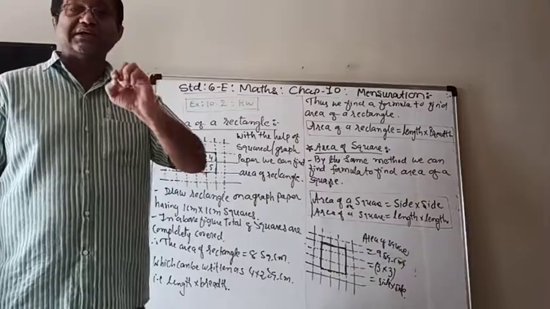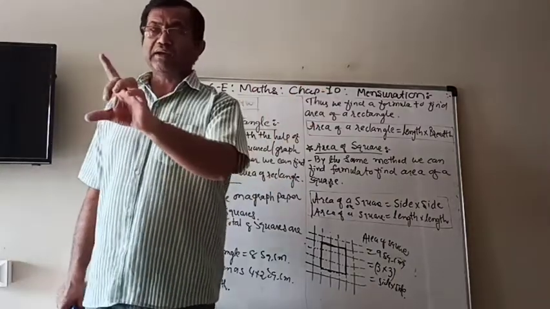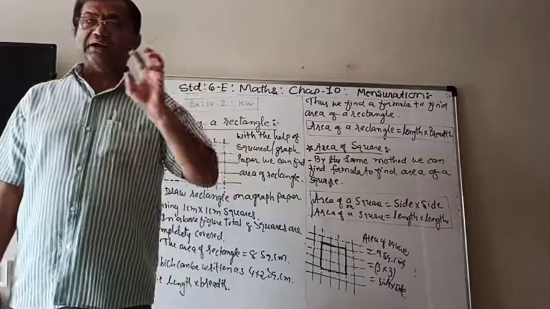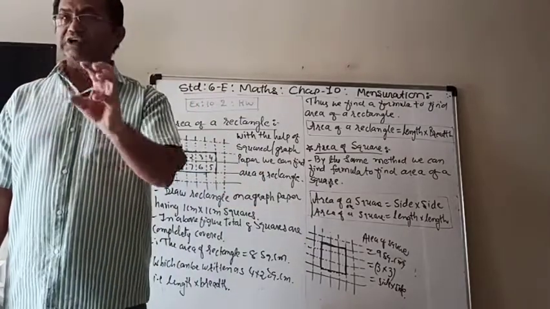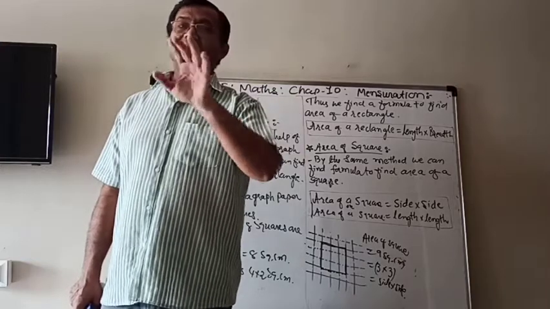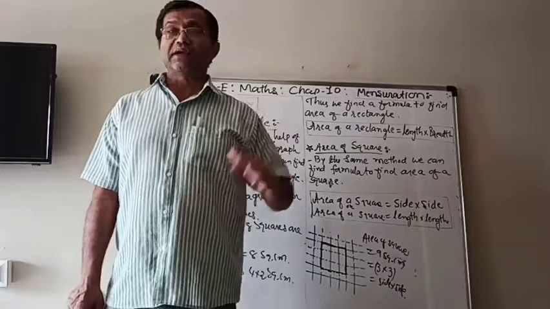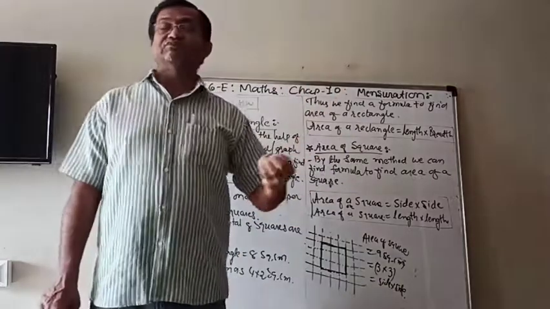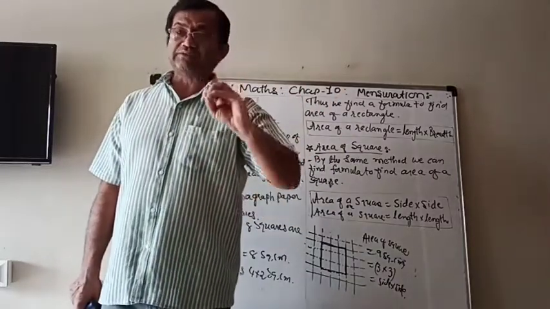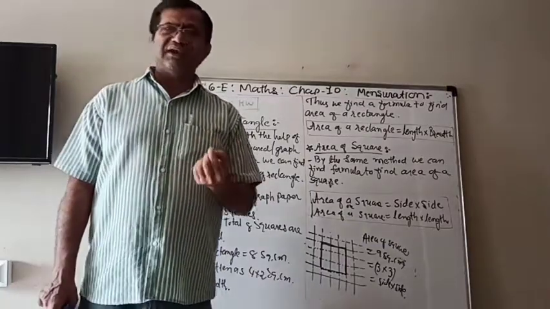It is very, very simple. Just count the full squares and more than half squares; they are counted as full squares. Exactly half, you have to multiply by 1 by 2. And less than half, you have to ignore. And then make the total, that will give you the estimated area of each figure. So it is very simple.